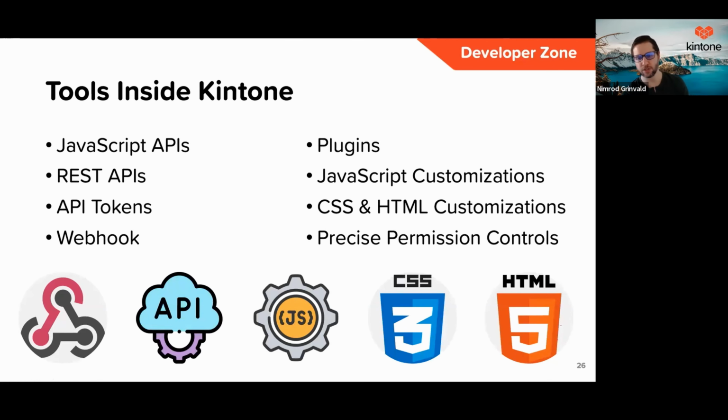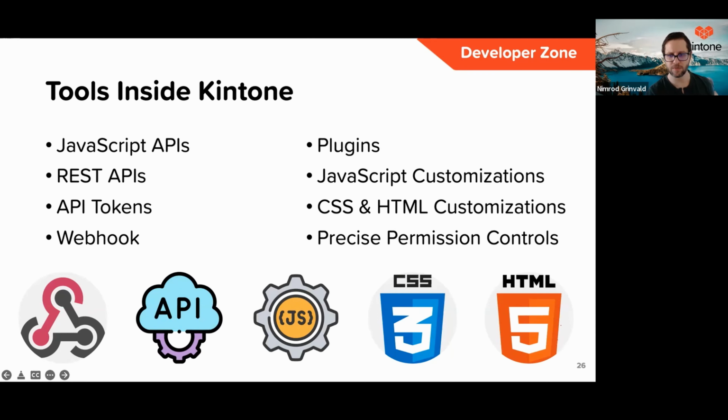Inside Kintone, what you can do to make that happen is use our Open REST API or our JavaScript API. We've got API tokens that enable you to securely access your Kintone data from an external resource. Webhooks that allow you to push Kintone data to some other REST API endpoint, as well as customizing with CSS, HTML, plugins, which you can imagine as like Chrome extensions. They're like packaged code that can extend the platform. And then there's permission controls as well.